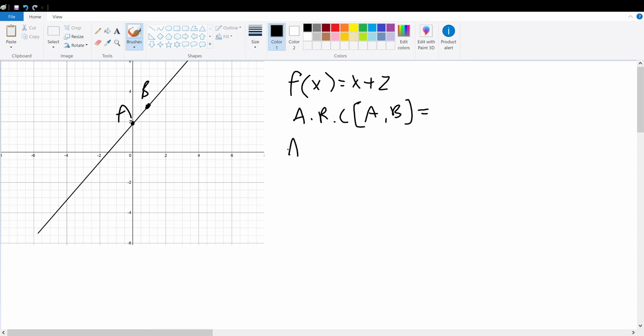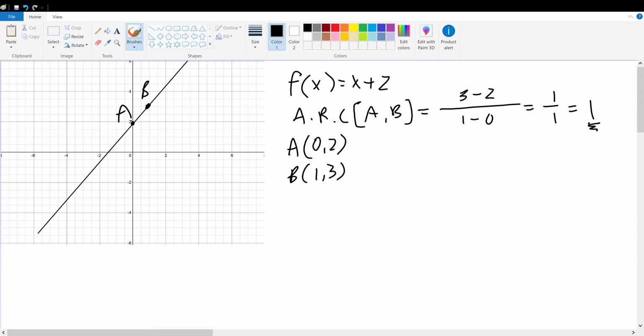We know the coordinate of A to be equal to (0, 2), the coordinate of B to be equal to (1, 3). Therefore, the slope of the line that passes through A and B will be equal to 3 minus 2 divided by 1 minus 0, which will be equal to 1 divided by 1, which is equal to 1. Therefore, the average rate of change for the interval of A and B will be equal to 1. And notice how 1 is equal to the slope of f of x. The slope of f of x will be equal to 1 as well.